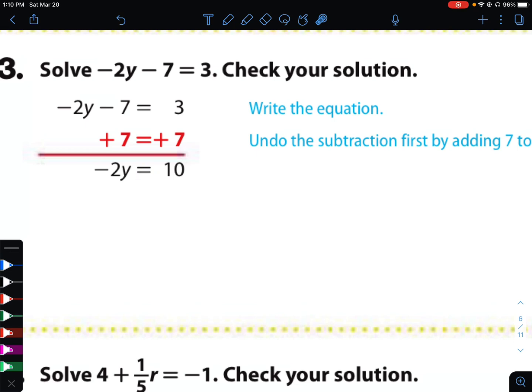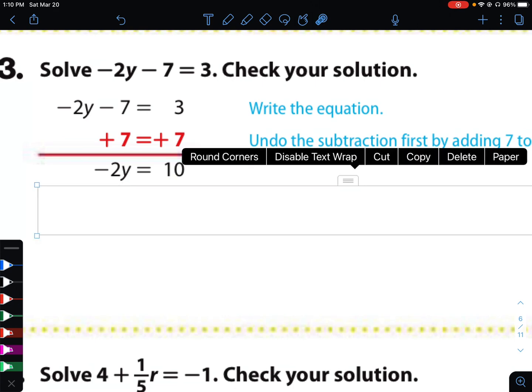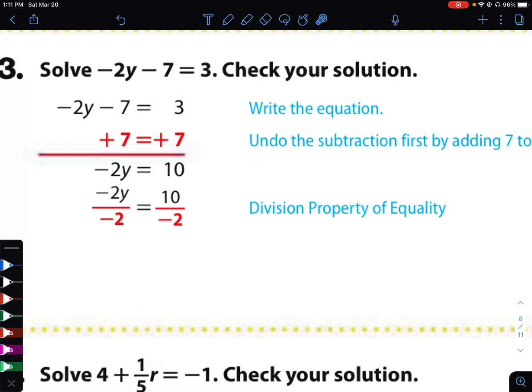The equal sign, just bring it down. 3 plus 7 is equal to 10. Again, using the division property of equality, for us to undo negative 2, we simply divide both sides by negative 2. So we divide both sides by negative 2. Okay, so the negative 2 cancels out.